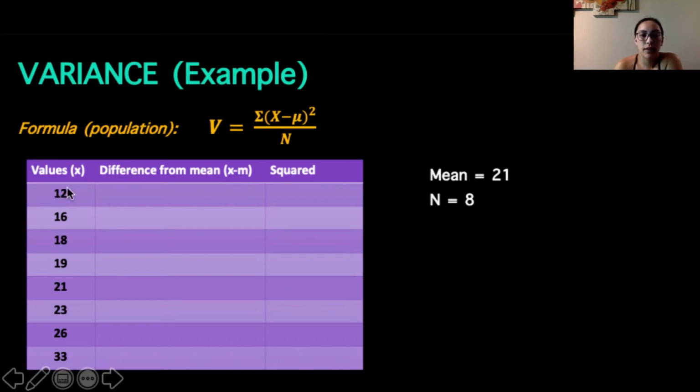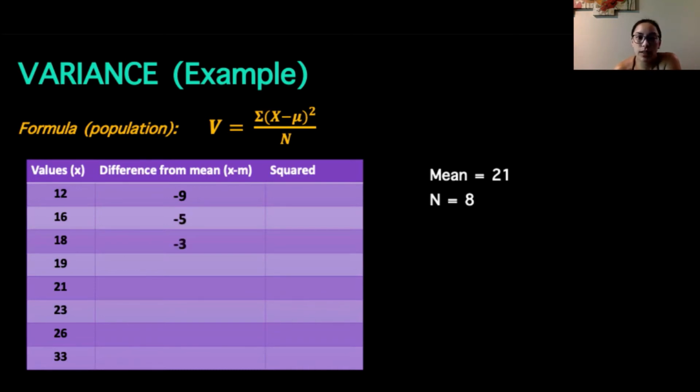And then from there, all you would do is take 12 minus the mean. That goes in this box, right? So 12 minus 21 should give you a -9. We would do that for the next set of values, right? 16 minus 21 gives us -5.